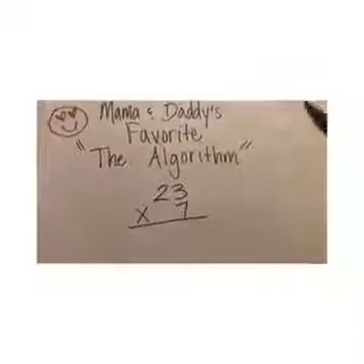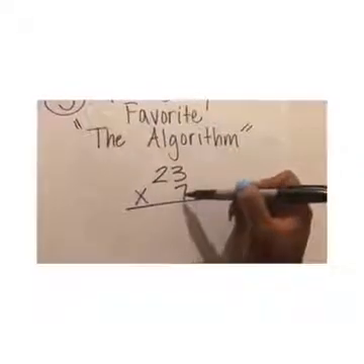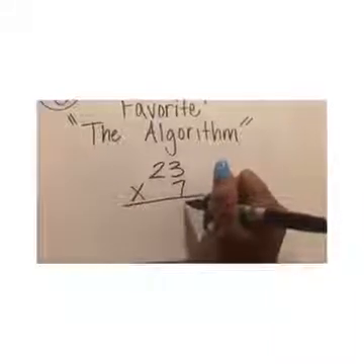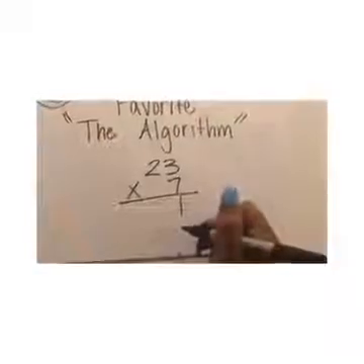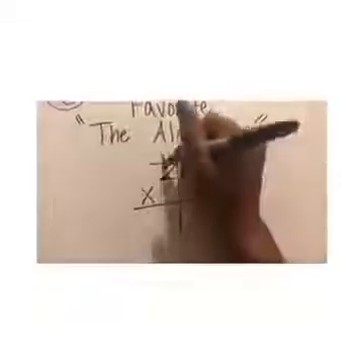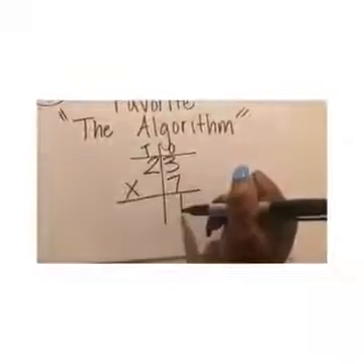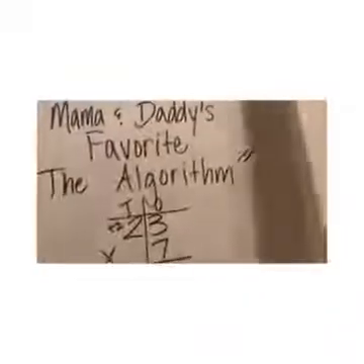So, as you know, the first thing we do is we multiply the ones. 7 times 3 is 21. Okay? Well, I'm going to put my 1 in my ones place, because remember, this is just the tens place. This is the ones place. I'm going to put my 1 in my ones place, and then I'm going to add 2 more tens. Let me show you what that looks like.